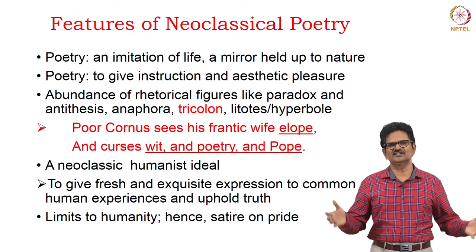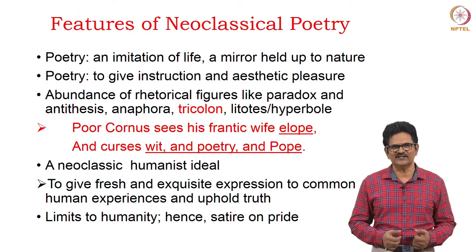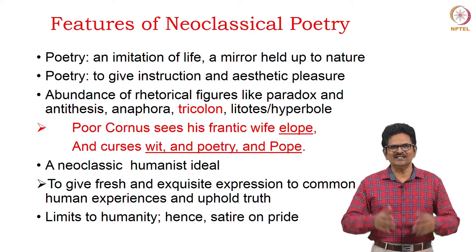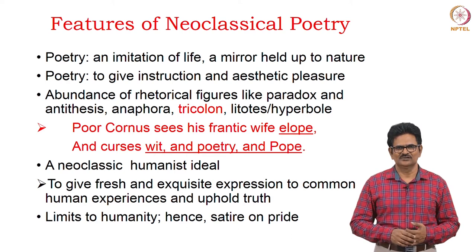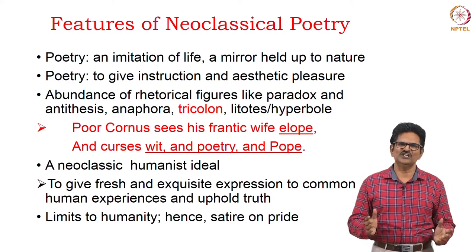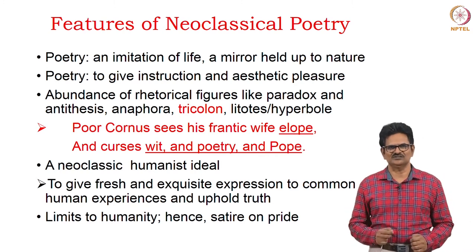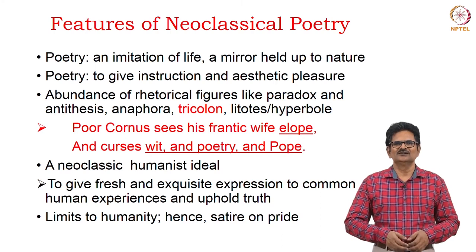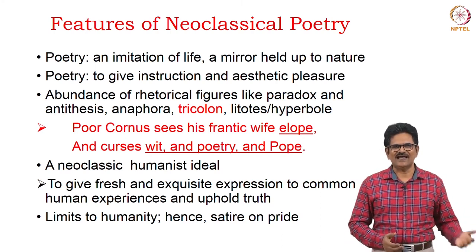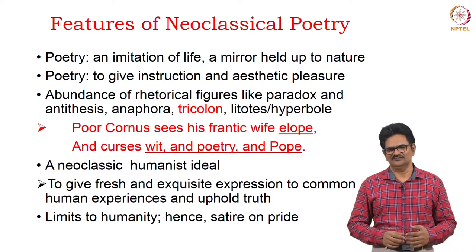There are certain features of neoclassical poetry. If we remember them, that will be useful for us. In this period, poetry was considered an imitation of life, a mirror held up to nature. The purpose of poetry was considered to be giving instruction and also aesthetic pleasure. This period marked rhetorical features like paradox, antithesis, anaphora, tricolon, litotes or hyperbole.